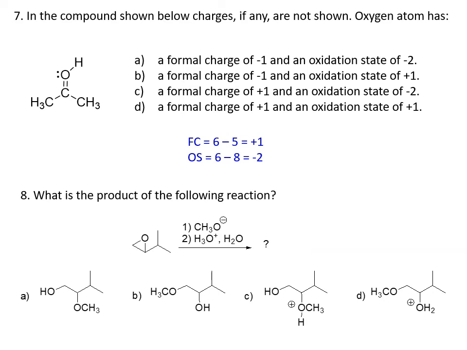Oxidation state, we again start with 6 valence electrons in the ground state, minus the number of assigned electrons. But now electrons from bonds are assigned to the more electronegative atom. Oxygen is more electronegative than carbon, so all of the electrons that oxygen is sharing with carbon are assigned to oxygen. And oxygen is also more electronegative than hydrogen, so the electron pair oxygen is sharing with hydrogen is also assigned to oxygen. So all of those electrons around oxygen, 3 bonds and the electron pair, are assigned to oxygen. That's 8 electrons. So 6 minus 8 is minus 2. So the correct answer is formal charge of +1 and oxidation state of -2. And that matches answer C.